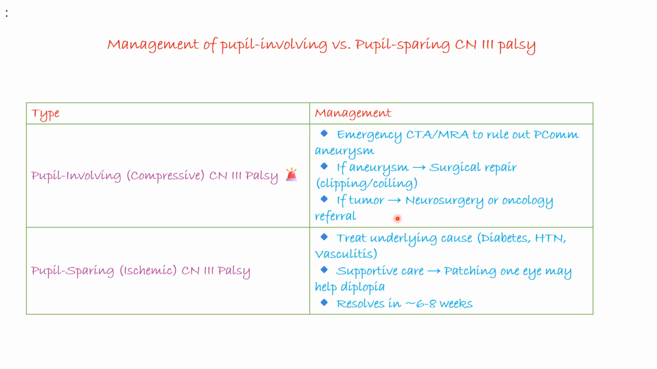If there's a tumor, you call the neuro team or the oncology team for referral. Pupillary sparing, that is mostly ischemic, and the cause is usually diabetes, hypertension, or vasculitis. For cranial nerve 3 palsy, you treat obviously the underlying cause, that is diabetes, hypertension, and vasculitis. You can also do supportive care, that is patching one eye may help in diplopia, and this usually resolves in 6 to 8 weeks.